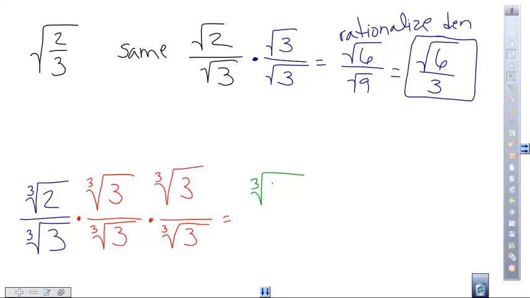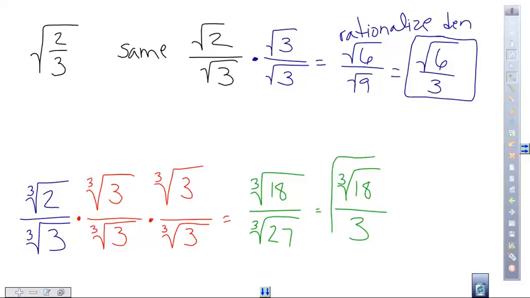So let's see, 2 times 3 is 6, times 3 is 18. So that becomes the cube root of 18. 3 times 3 times 3 is 27. So the cube root of 27 is just 3, and this would remain the cube root of 18.